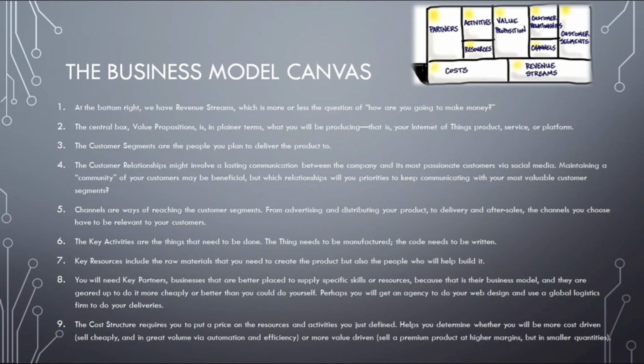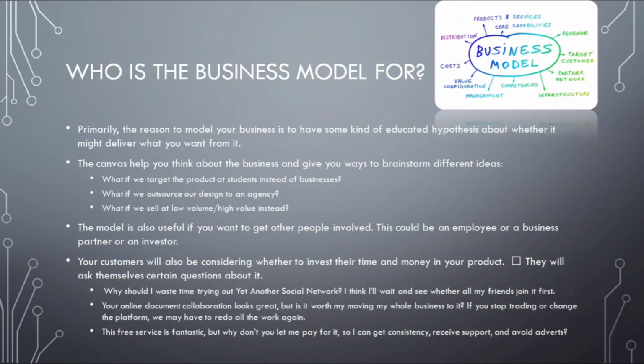The customer relationships element involves a lasting communication between the company and its most passionate customers via social media. It is about maintaining a community of your customers. Channels are the ways of reaching the customer segments, from advertising and distributing your product to delivery and after sales. The channels you choose have to be relevant to your customers. The key activities are the things that need to be done. The things need to be manufactured. The code needs to be written. Key resources involves the raw material that you need to create the product.